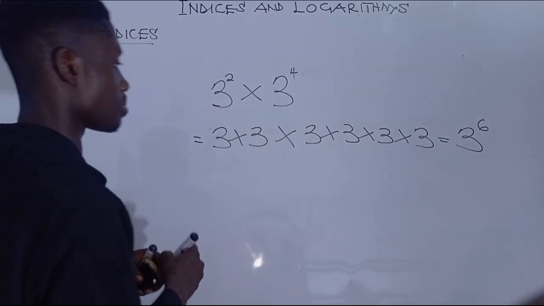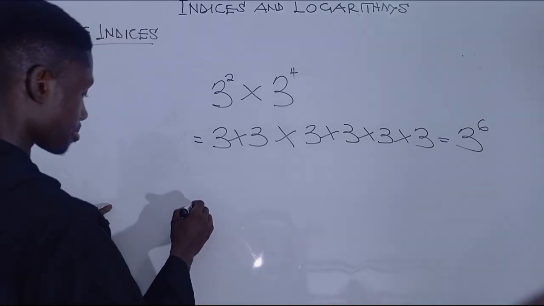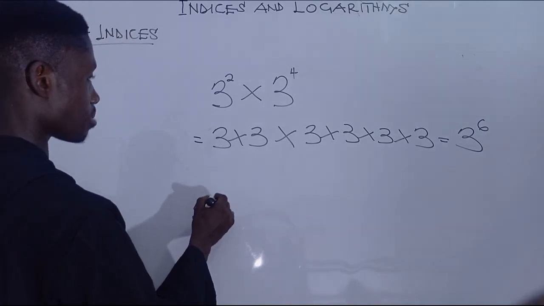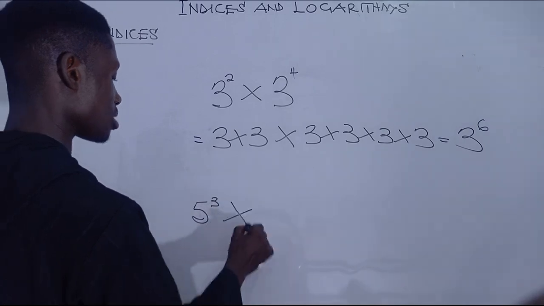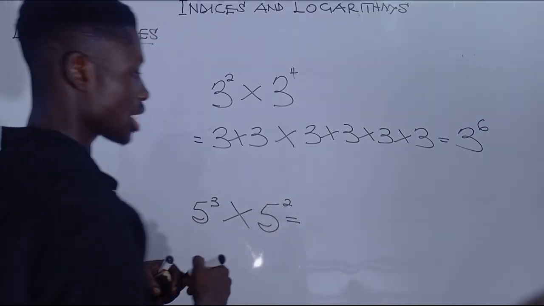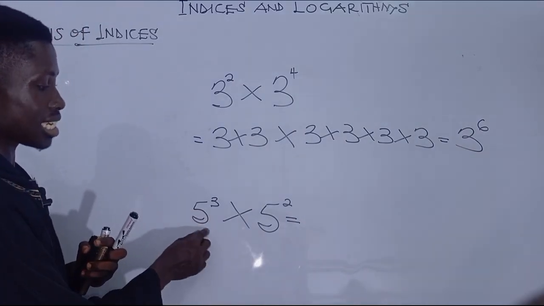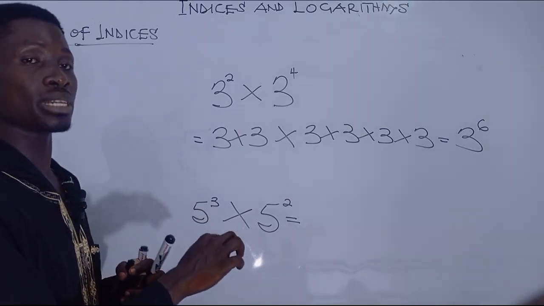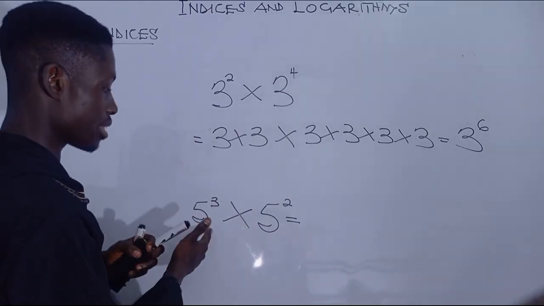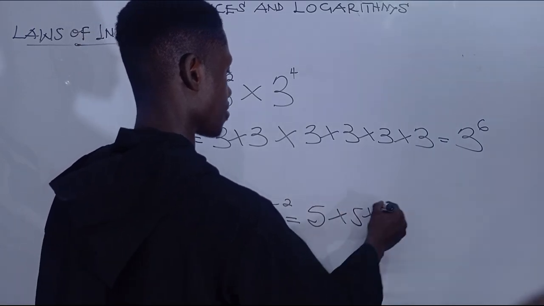Let's take another example. We want to write the number 5 raised to the power 3 multiplied by 5 raised to the power 2. Now we want to write this as a single notation, and this means that the number 5 is multiplying itself 3 times. So we can write this as 5 times 5 times 5.